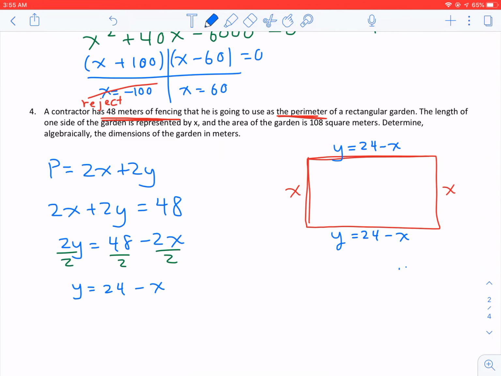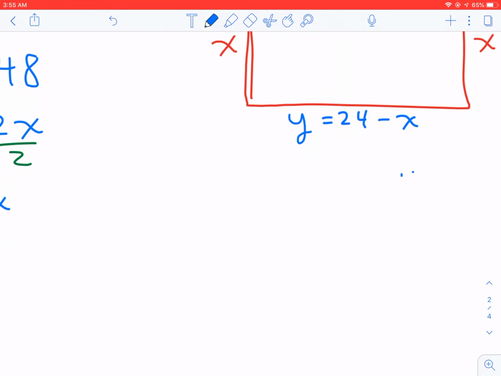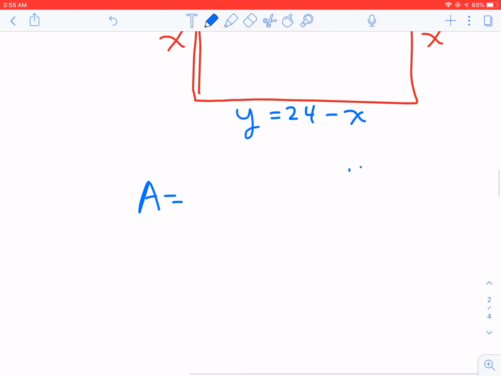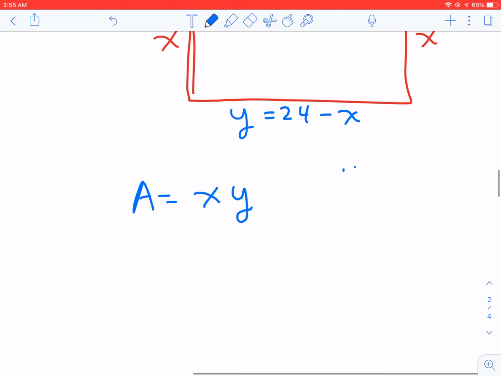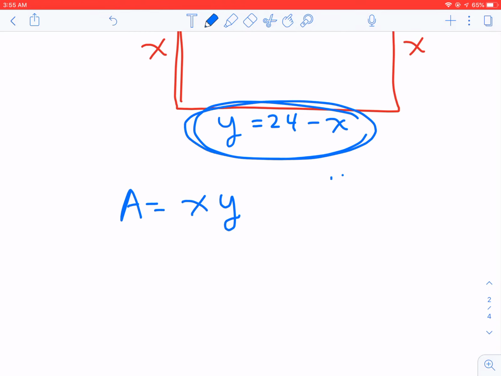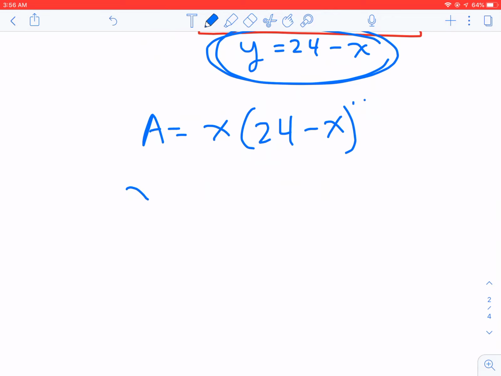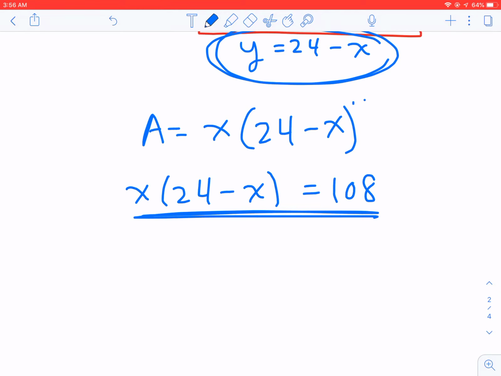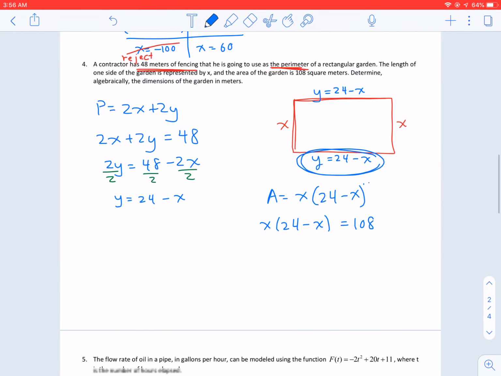So now I know the area is 108 square meters. So the area, well, that's just length times width. That's x times y. Right, but didn't we solve for y? We said y was 24 minus x, so let's sub that in for y. And so we'll get x times 24 minus x is the area. And we said the area was equal to 108. So there is the equation that I'm going to solve to get the dimensions of the garden.